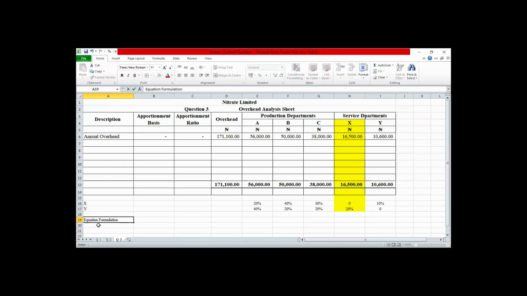Are you with me? Look at it. I will now say that X, which is the first one, plus S, is equal to what are those things that are in front of X? 16,500. Is that not so? Plus 0, plus 20% of Y.